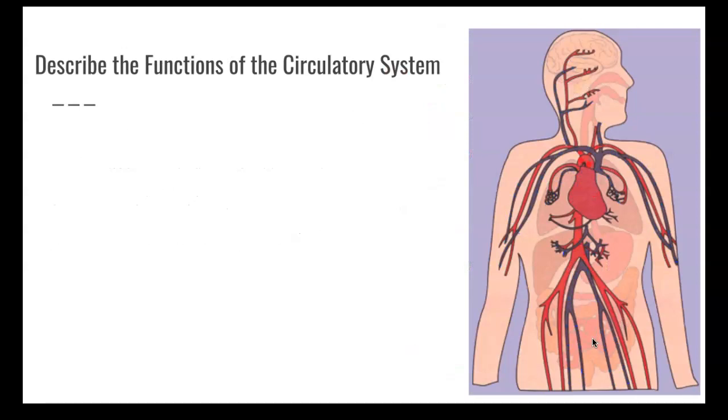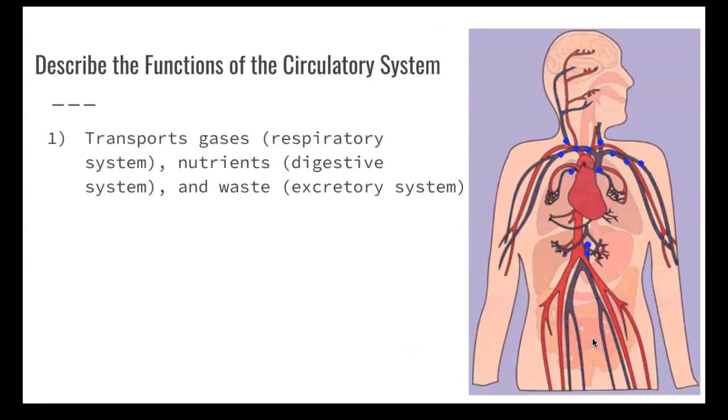So, all the different things that our circulatory system does: it transports things. For example, gases like carbon dioxide and oxygen from our respiratory system. It also transports nutrients, which come from our small intestine, so that's part of the digestive system, and will also take waste to the excretory system, which is the kidneys, and it will then excrete the waste so that it's not building up in our body.